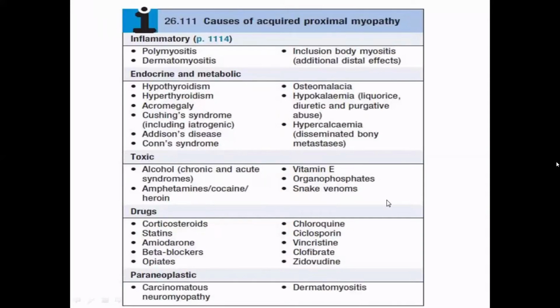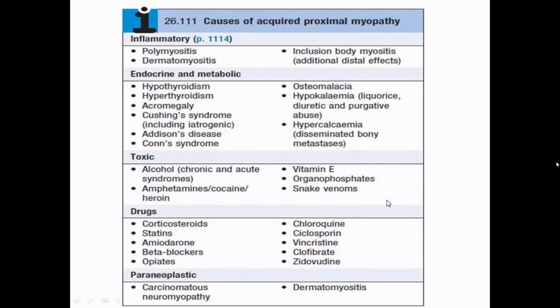So these are the causes of proximal myopathy. In the initial slide, we have already seen what is proximal myopathy and what is distal myopathy. So the causes of proximal myopathies might be inflammatory causes like polymyositis, dermatomyositis, and inclusion body myositis. We will come across these diseases in upcoming slides. Endocrine and metabolic causes may be hypothyroidism, hyperthyroidism, acromegaly, Cushing's syndrome, Addison's disease, Conn's syndrome, osteomalacia, hypokalemia, and hypercalcemia. So these are the endocrine and metabolic causes.